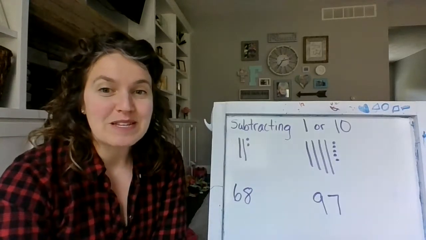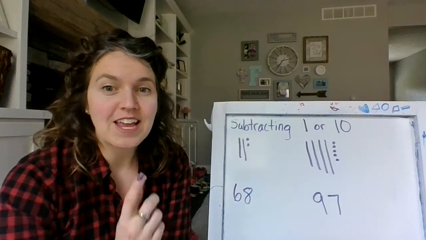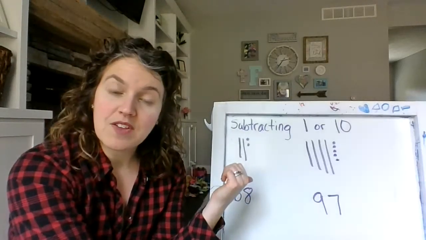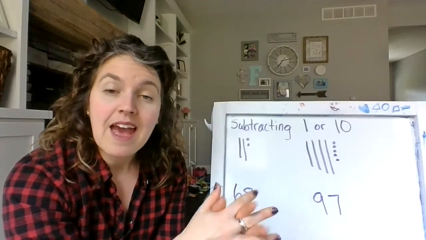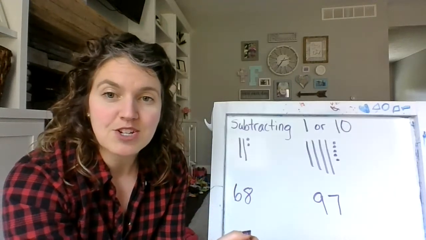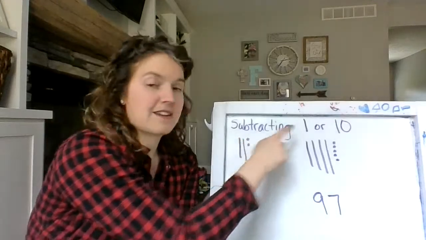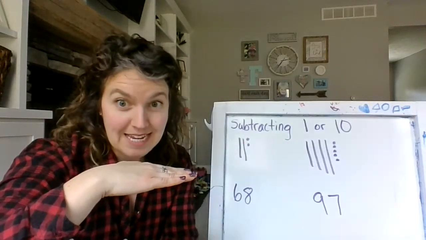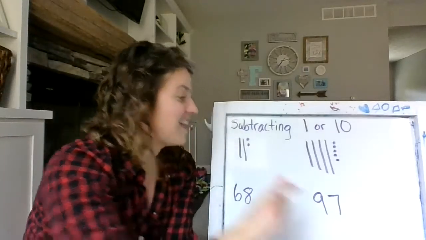So now that you have your piece of paper or whatever you're going to write on and you have your pencil, let's get started. We're going to first do a couple together. You don't need to write for this part, and then I'll give you a few to check to make sure you know how to subtract using 1 or 10. Subtract, take away, minus.